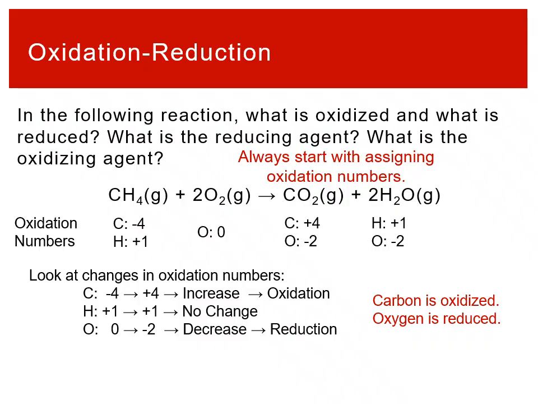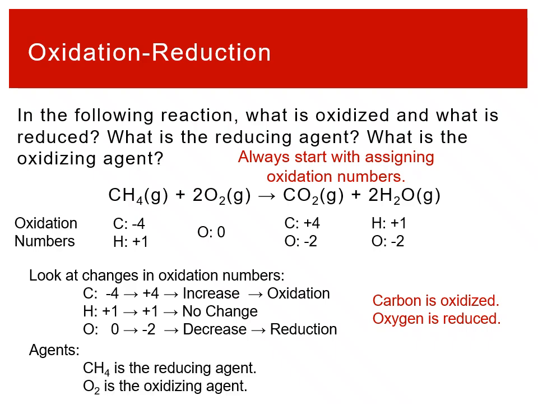The next question was the agent question. And so in that case, we want to look at assigning particular compounds. So we can see that carbon was oxidized. That means the molecule that carbon was in, in this case the CH4, is the reducing agent because it made the other thing do reduction. O2 is then the oxidizing agent. So oxygen was reduced here, but the O2 molecule was the oxidizing agent.